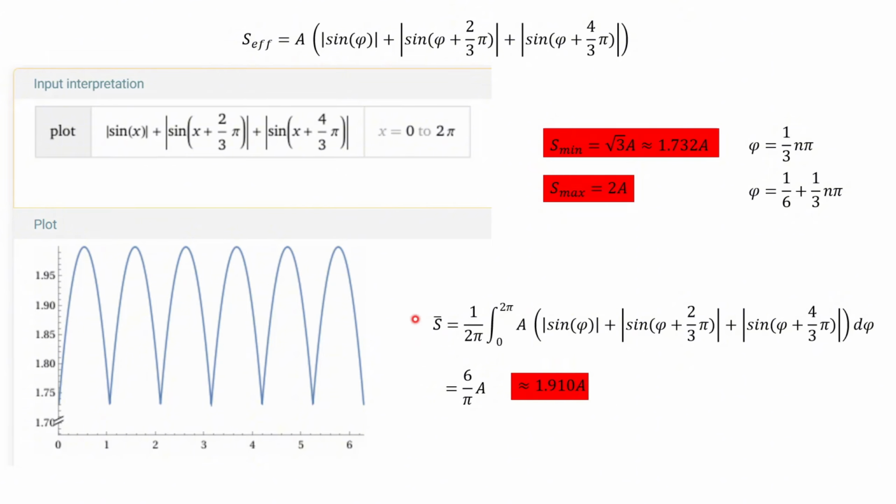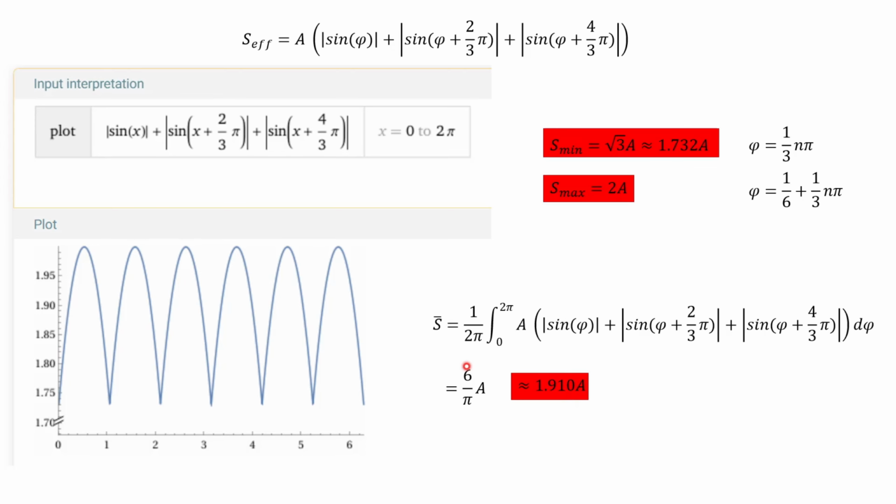We also want to know the average. We need to do an integrated average, not just averaging 2 and 1.732, because your arrow could destabilize in any arbitrary direction. So if we do this integral and divide by 2 pi, we get 1.91A. How do we interpret this result?